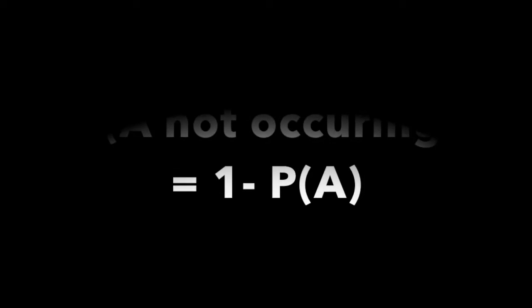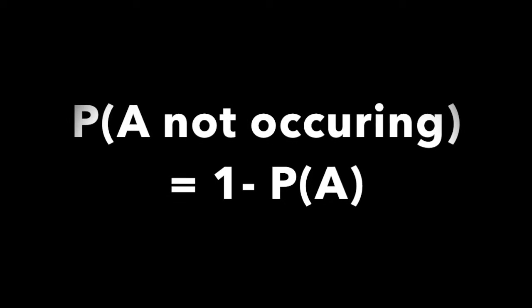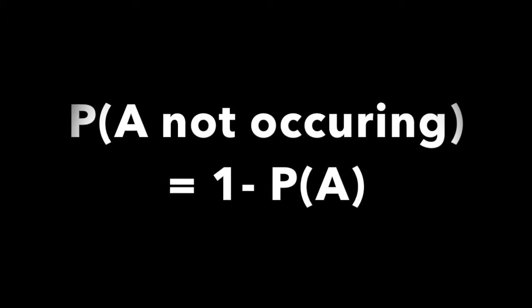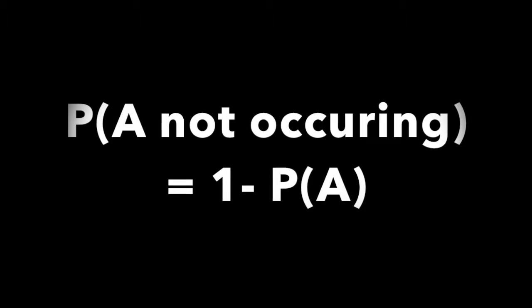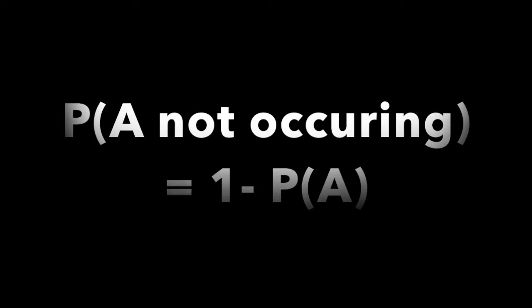Another thing is that since the probability of an event occurring and not occurring equal 1 when you add them together, then to find the probability of an event not occurring, you could subtract the probability of it occurring from 1 to find your answer. This is called the complement.